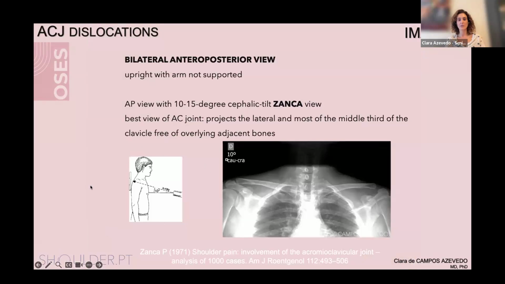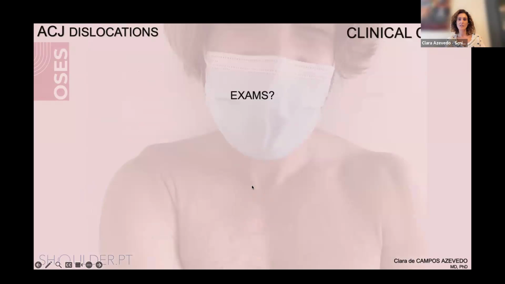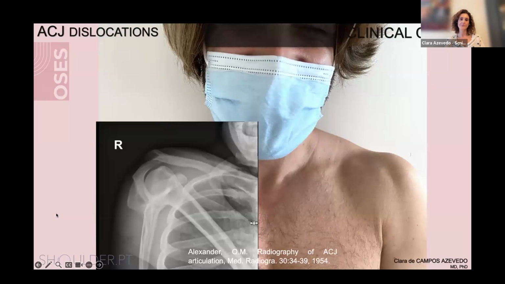So this was a little explanation of what the Zanca is, but you can read somewhere else. So I would do the Alexander view, which I did. I tried to overlap it to the clinical image of the patient doing the Alexander, which consists in doing an AP view, but with the patient doing the cross-body adduction. And so, João, you ordered this exam, so describe it.